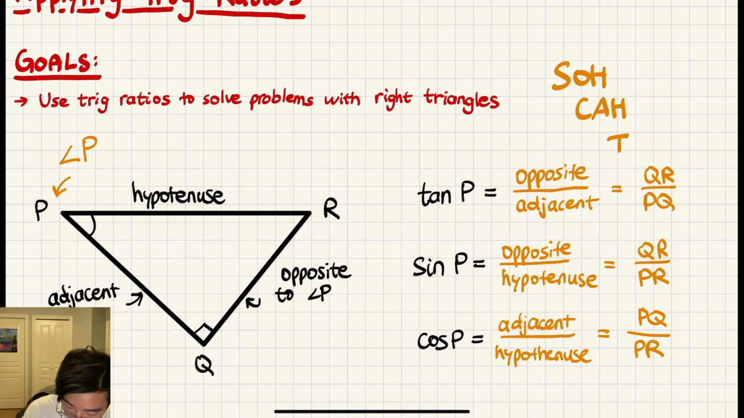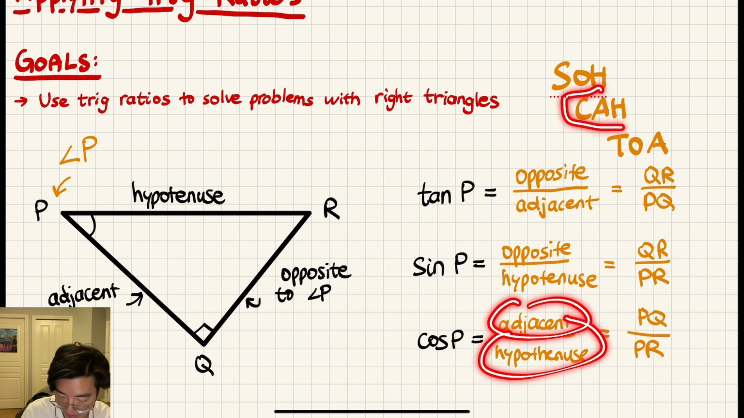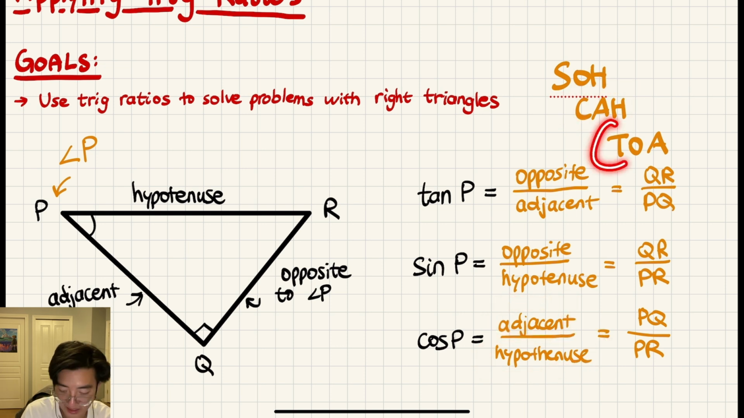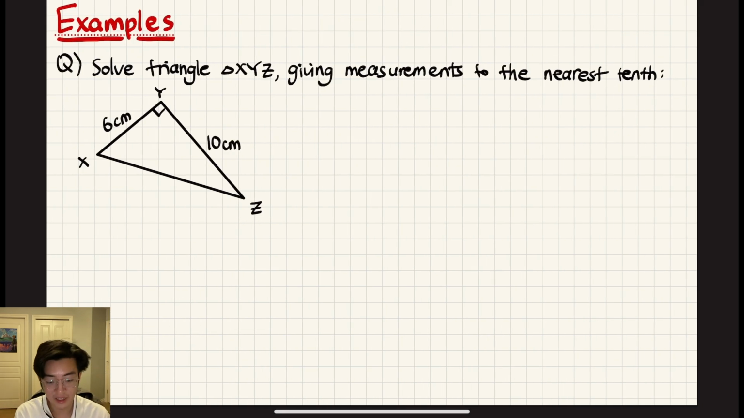CAH, TOA from. The S from the sine is opposite over hypotenuse, so SOH. The cosine is adjacent over hypotenuse, so CAH. And lastly, the TOA is tangent, which is opposite over adjacent, so TOA. This is a neat catchphrase to memorize the trig ratios. With that being said though, let's try some examples.